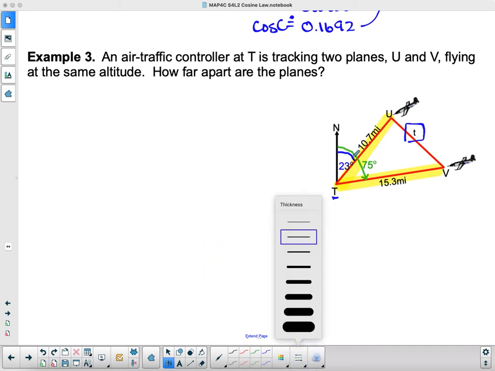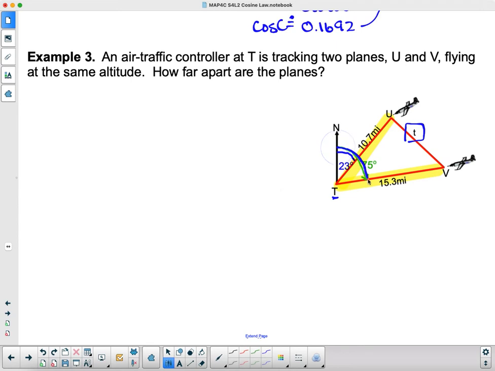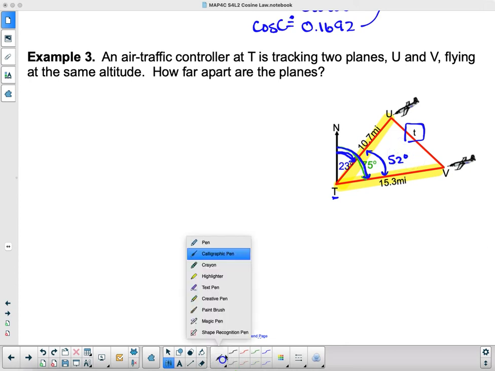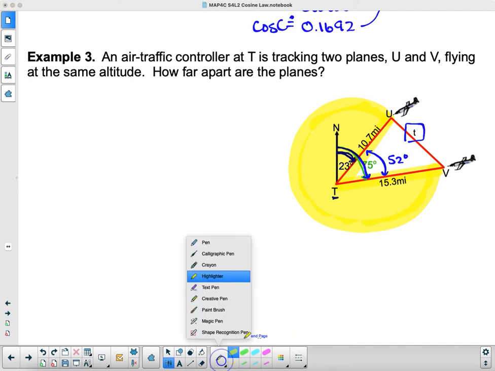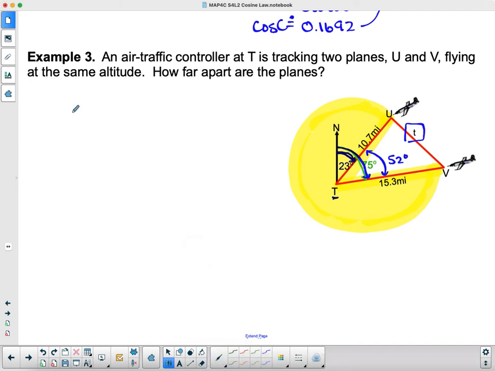So if you take a look, this whole angle here is 75, and this angle in here is 23. In order to figure out what the angle between those 2 lines is, we take 75 and subtract 23, which gives us 52 degrees. Now this is the Pacman situation. We have our 2 side lengths with the angle between them, and we need the Pacman formula.